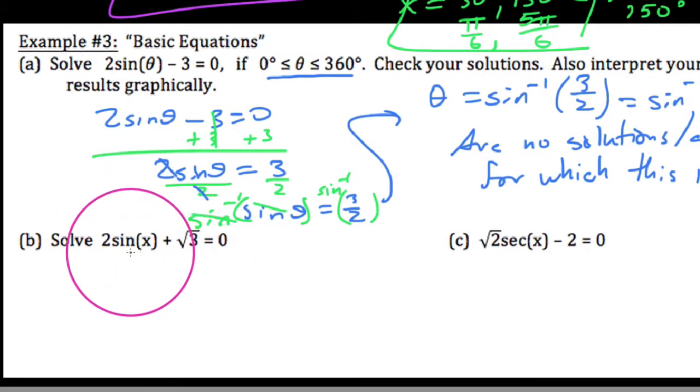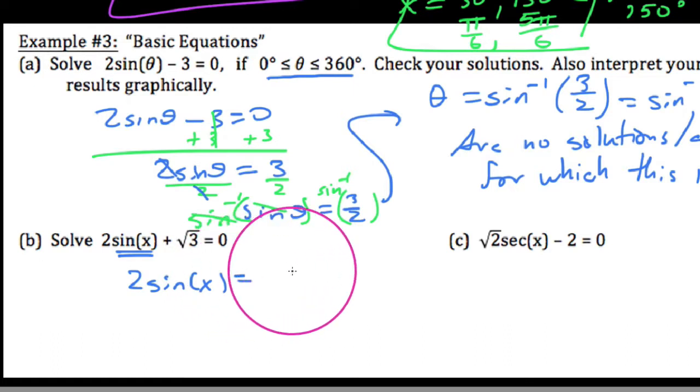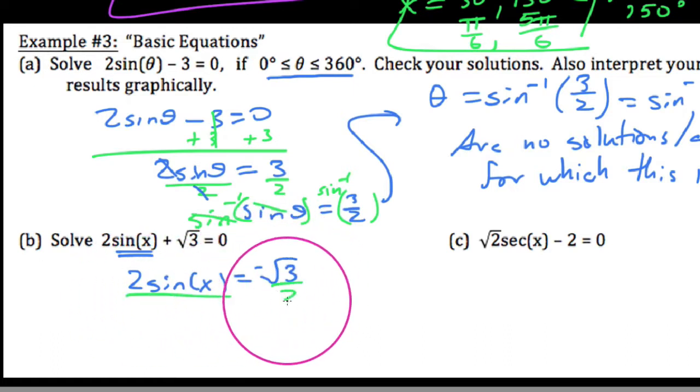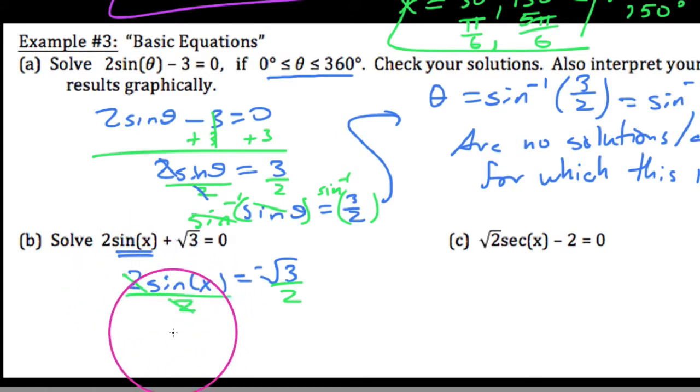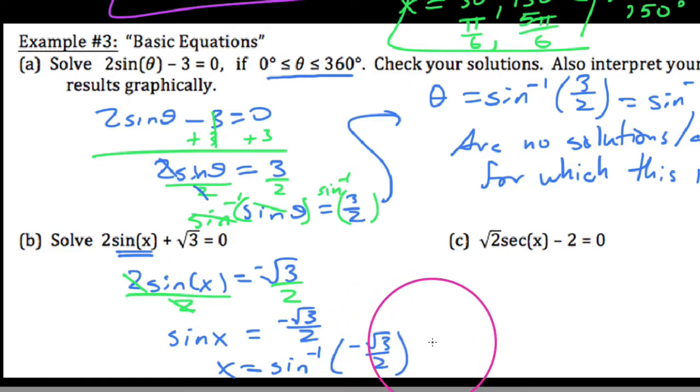Again, to isolate the sine value here, I would subtract root 3 from both sides. So I say 2 sine of x equals negative root 3 when I subtract, and we'll divide both sides by 2. Okay, so we get sine of x is equal to negative root 3 over 2. This is one that I actually recognize here. So we say x is sine inverse, if I do sine inverse of both sides, of negative root 3 over 2. So let's start with this.